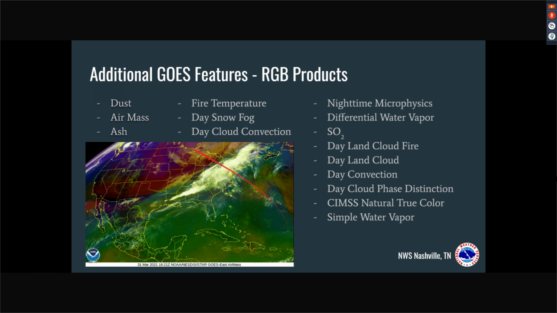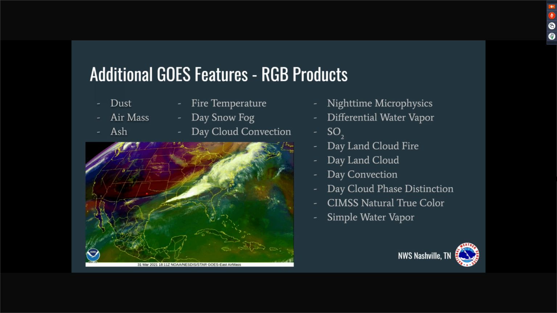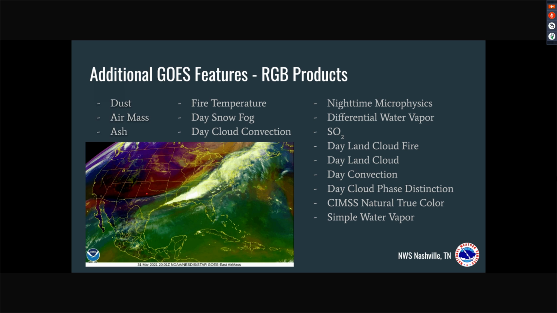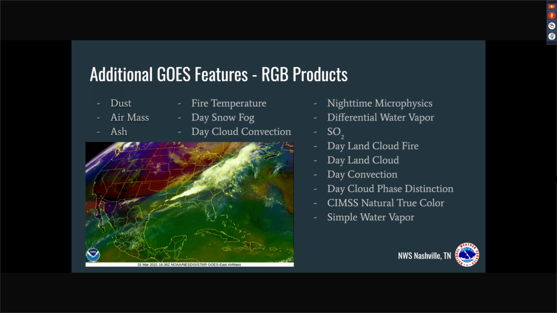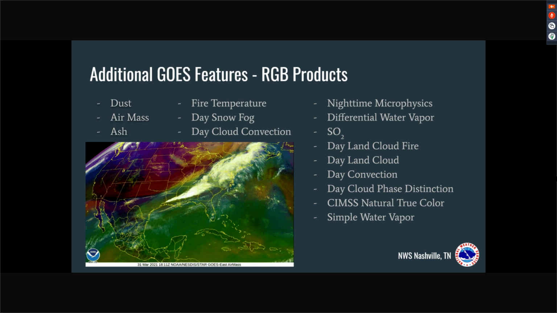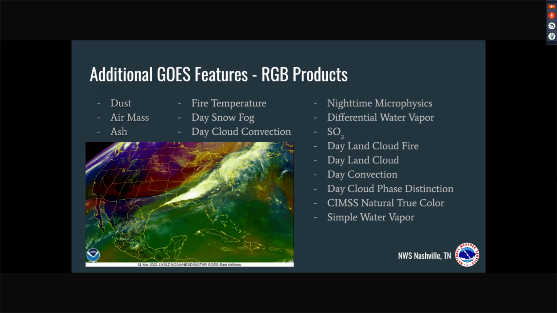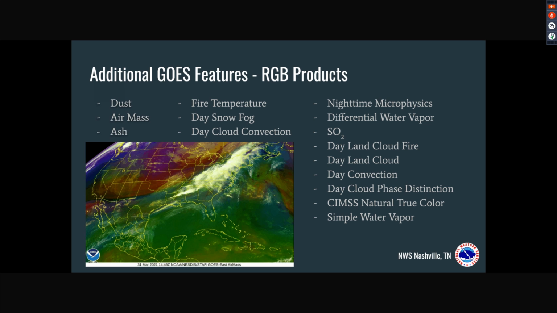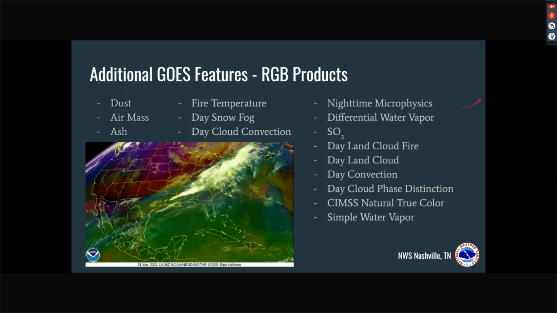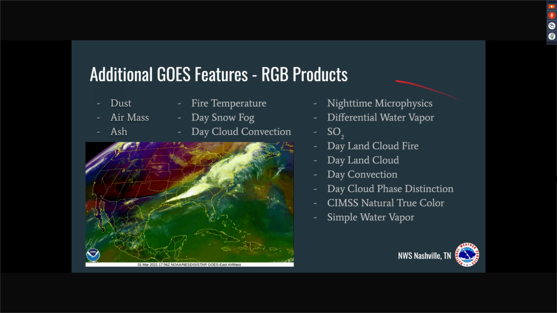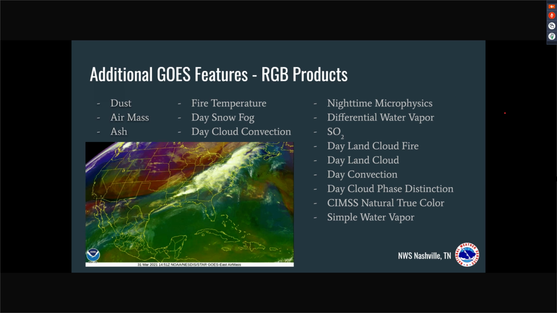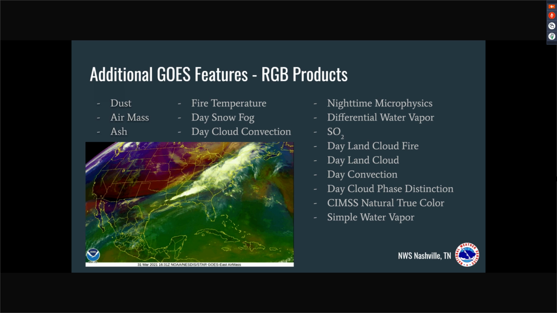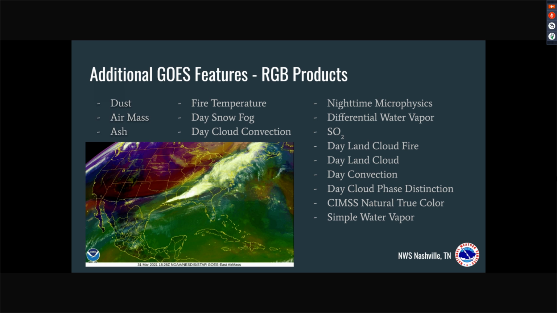The image down here is my personal favorite RGB product, which is the Airmass RGB product. But we see things like dust, air mass, ash, fire temperature. We have a day snow fog, a day cloud convection, nighttime microphysics, which I utilize a lot. I know a lot of meteorologists will utilize this. Differential water vapor, day land cloud fire, lots of different things that we can utilize comparing different bands here.